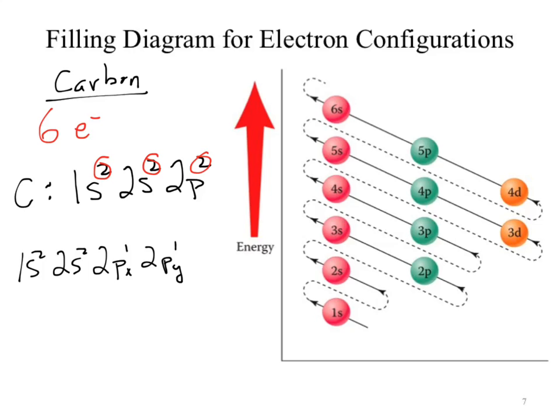Okay, so let's try another one. Or do you have questions about that one in particular? Yes? Does it always go x, y, z? They're the same energy level, so you can put them in any order you want. It's alphabetical. That's about it.